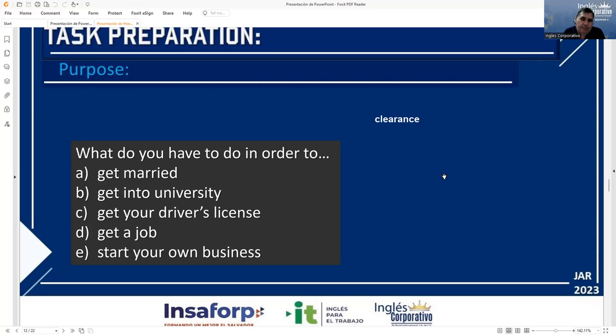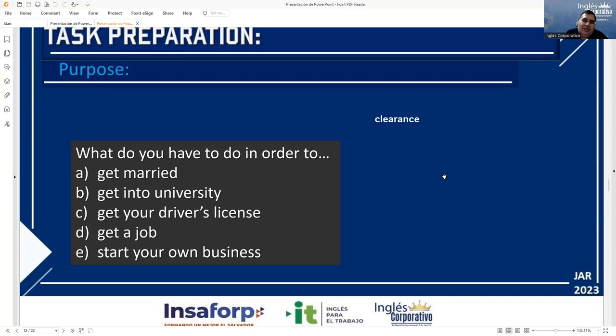You have to buy the dress. You have to buy the rings. And you have to organize the wedding. Then you have to hire a lawyer for the civil wedding. Okay. And then you have to attend the religious wedding. Okay. And that's it.